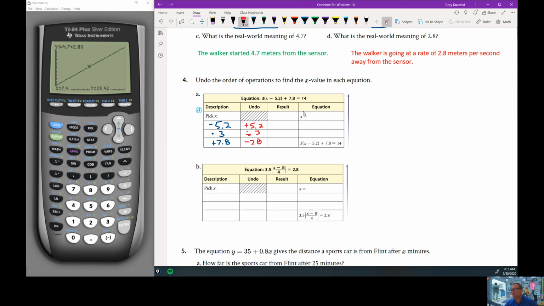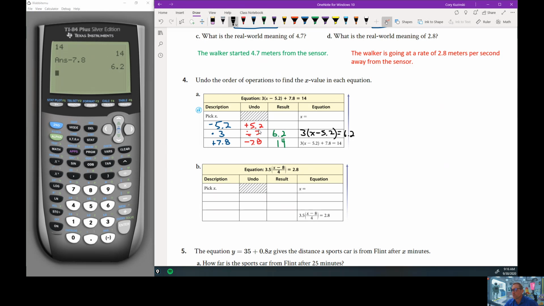All right, the result ends up being 14. You can see that right there. So let's start at 14. Enter. All right, we're going to subtract 7.8. And that gives us 6.2. As far as our equation goes, that's going to give us 3 times x minus 5.2 equals 6.2. So it gets rid of that 7.8 when we subtract the 7.8 from both sides.